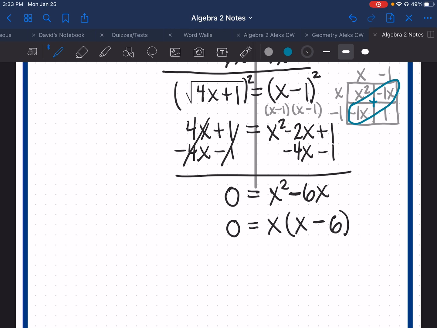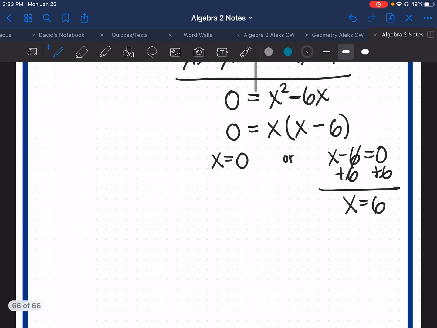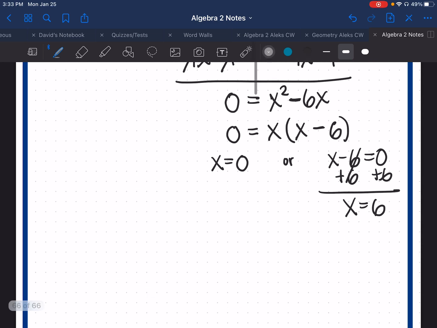Now I'm going to apply the zero product property. And that's the one that says either this term has to be 0 or this term has to be 0. So one of my answers could be x equals 0. My other answer, x minus 6 equals 0, I have to solve that one by adding 6 to both sides. My second solution is x equals 6. Now, both of these could be answers, or neither one of them could be answers. We just have to go ahead and check.